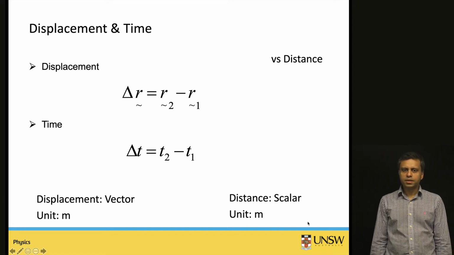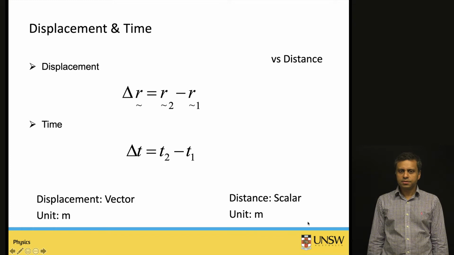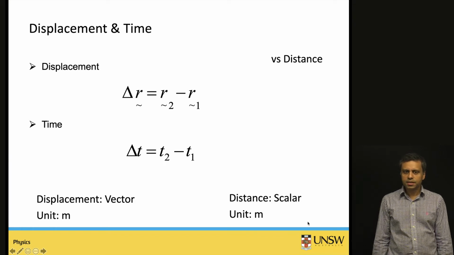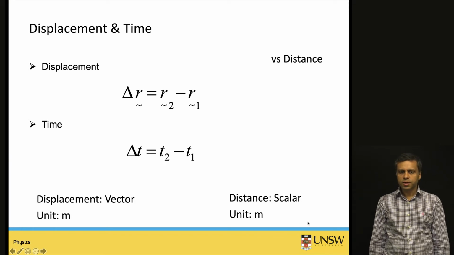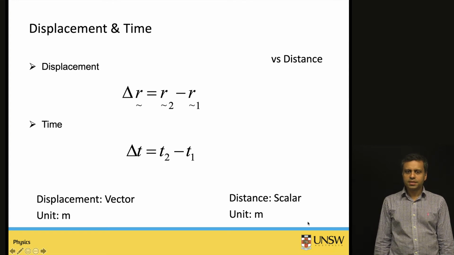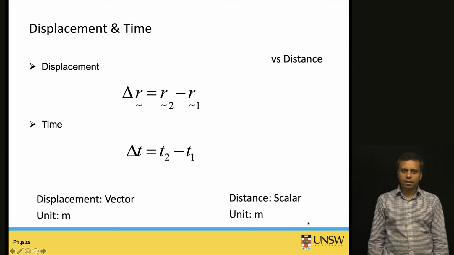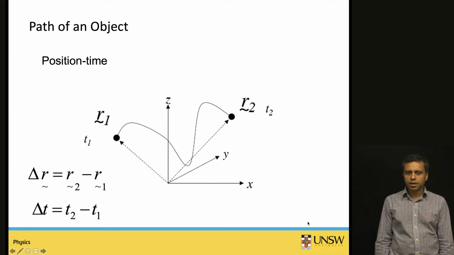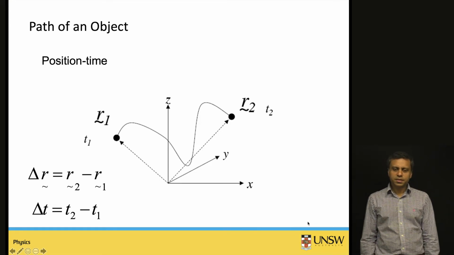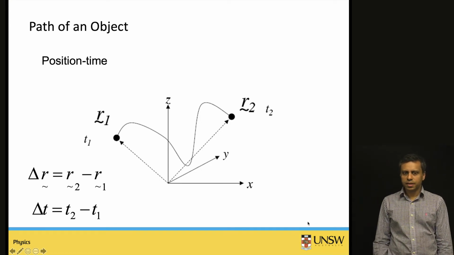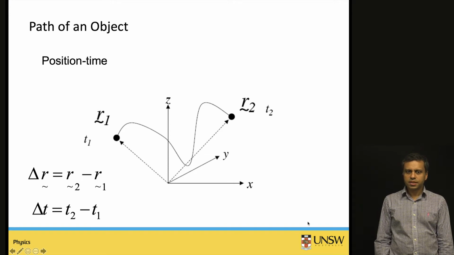You can compare it with the distance traveled by the object. Distance is a scalar quantity. It also has the unit of meter, but it doesn't have a direction associated with it. For example, in this curve, the distance is the total distance traveled in this complicated path between r1 and r2, but the displacement just depends on the final position and the initial position. So it is the straight line distance in this case between r2 and r1 as seen in this graph.